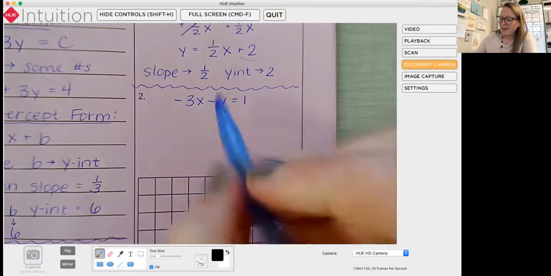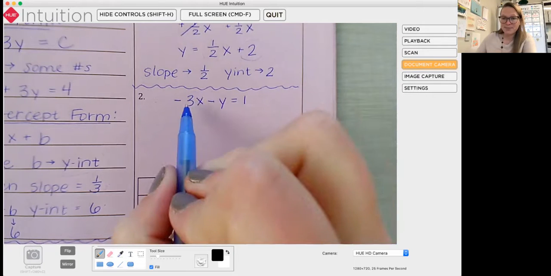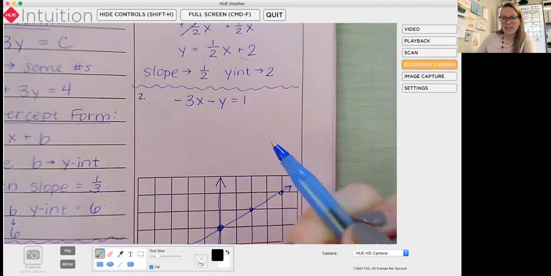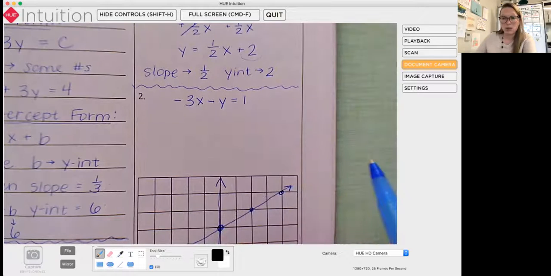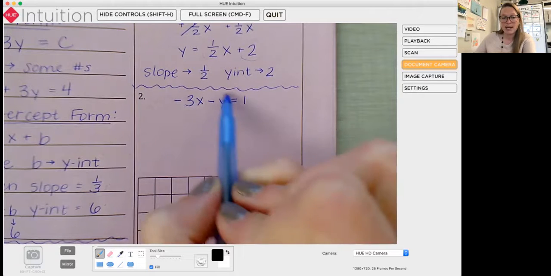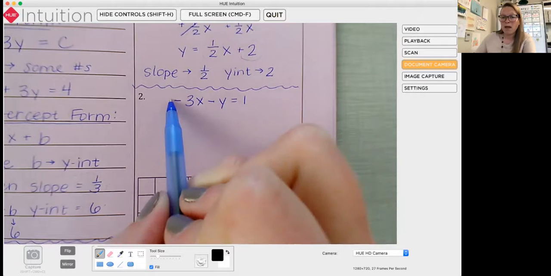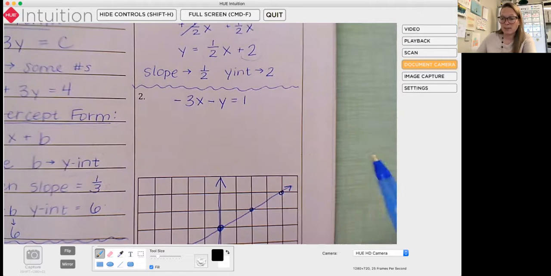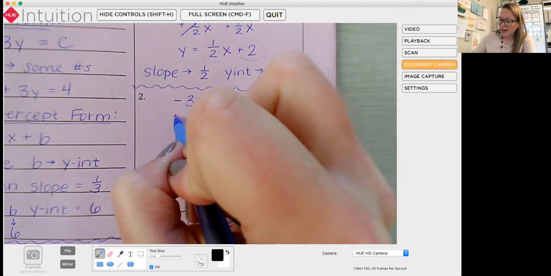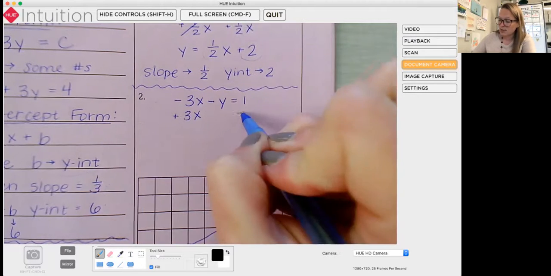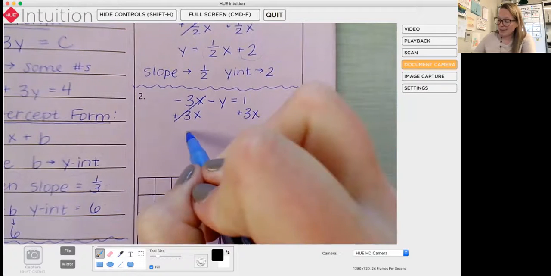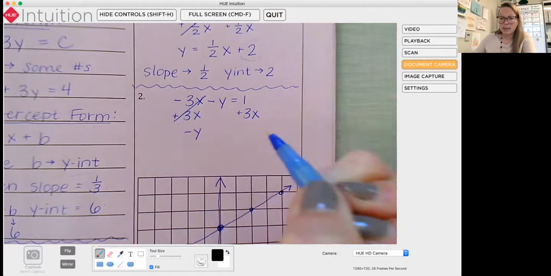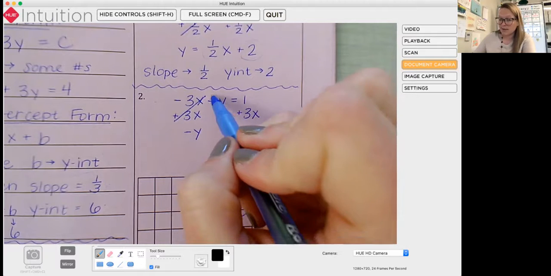So anyways, I have my equation right here. My first step is to get it into y equals mx plus b form, which means I need to get my y alone. So I'm going to look on this side, and there's a lot of other stuff over here. I'm going to start with this negative 3x. I'm going to add 3x to both sides. What that does here is it cancels. And I'm left with negative y. Now that's a big mistake people often make, is they forget this negative.